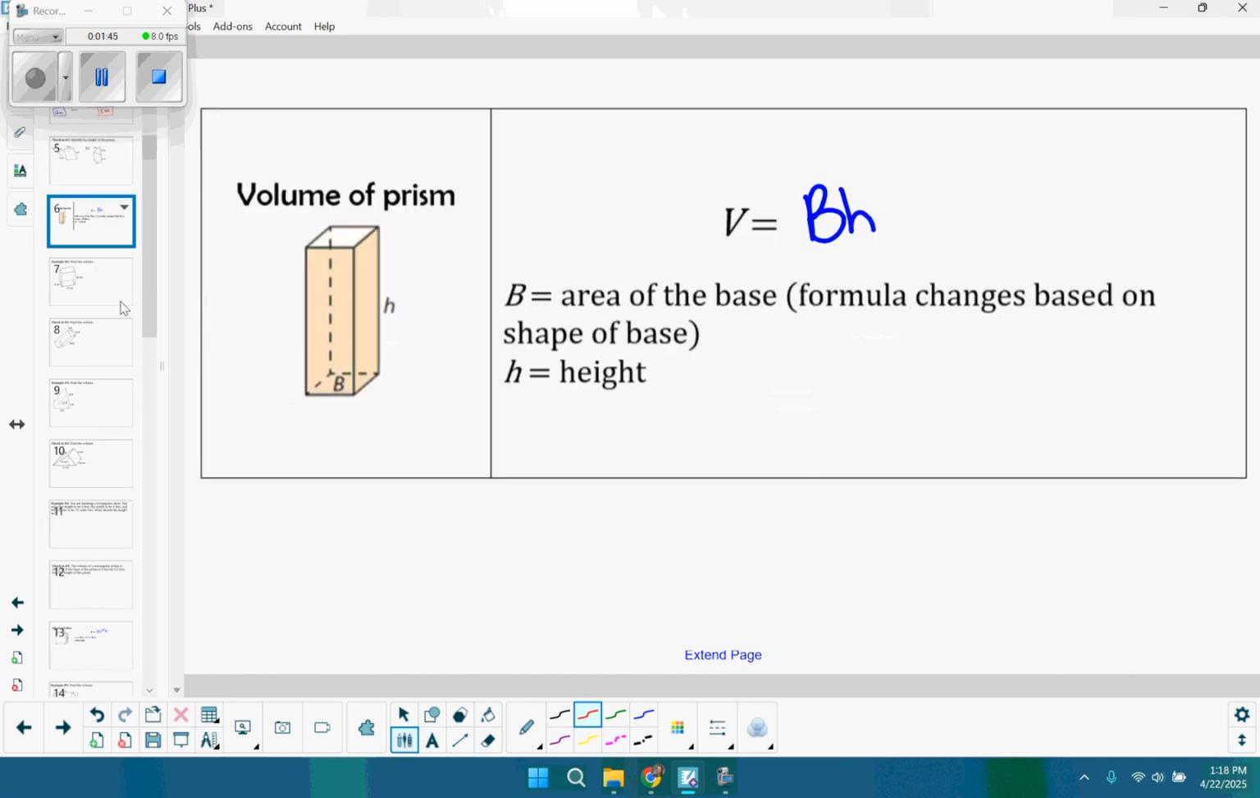So the volume of a prism is going to be big B times H. And big B is going to stand for the area of the base. And that formula will change based on what shape the base is. If we have a rectangular prism, that means the base is a rectangle, which is length times width. So if I did that, it would really be length times width times height. So for rectangular prisms, if you would prefer to use length times width times height, that's fine. But this formula here is representative of any shaped prism, area of base times the height.